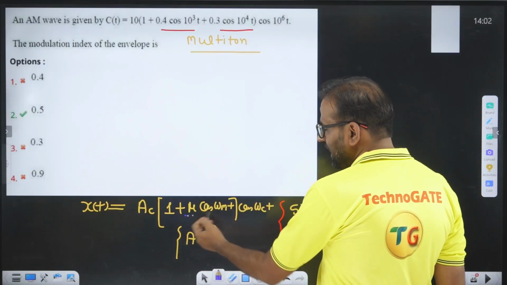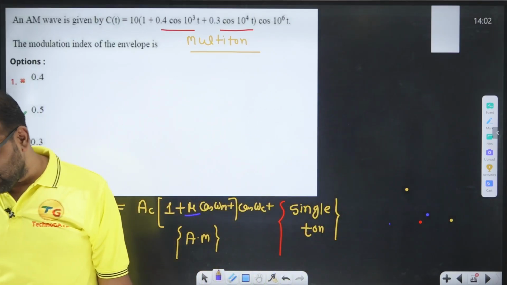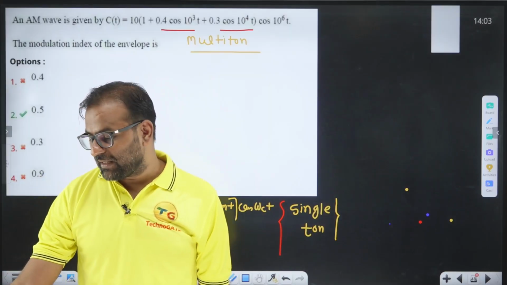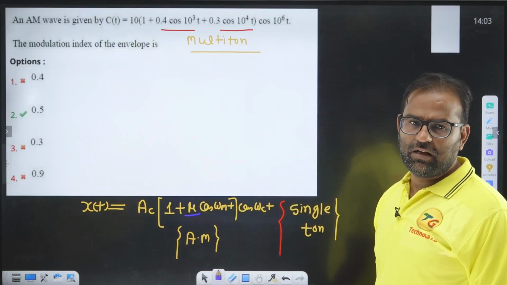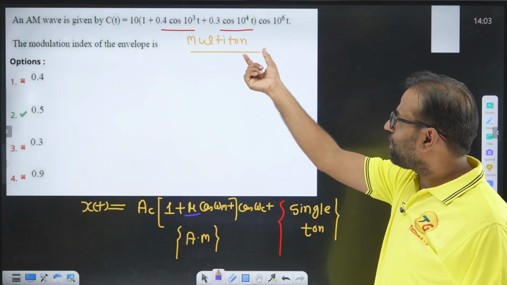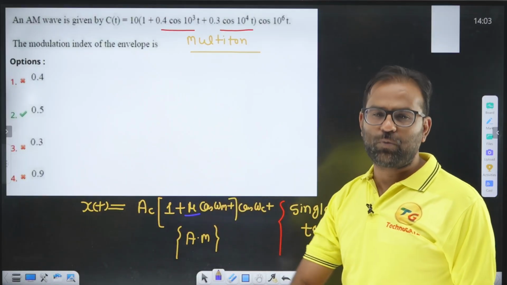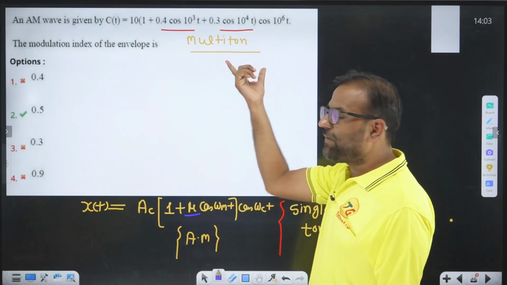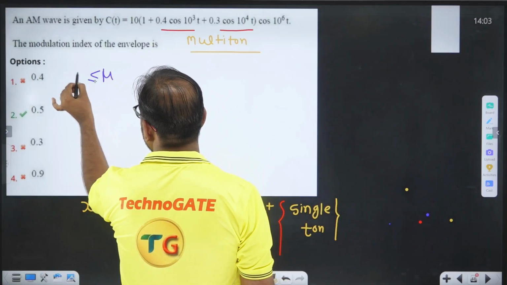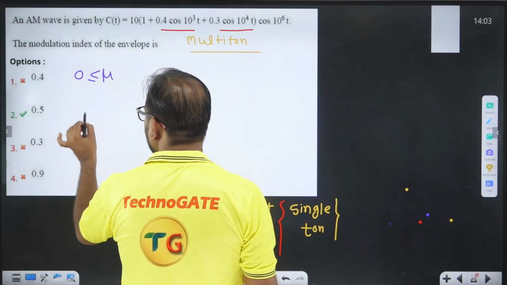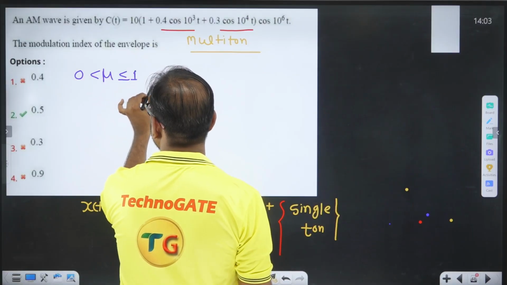So here the modulation index is this, and always remember for distortion free communication, the value of the modulation index should be less than 1. And for ideal analog communication, amplitude modulation, the modulation index lies between 0 to 0.7. It should be approximately 0.7. But what is the theoretical value? It is less than 1. So we can say the value of mu should be greater than 0 and less than or equal to 1.